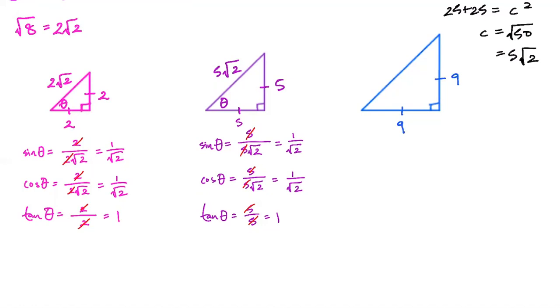Well, I could use Pythagorean theorem, or I might try and be a little sneaky and think about patterns I see. Like this number and this number is the same as the number in the front. So it's like 2, 2, 2√2. This one is like 5, 5, 5√2. So maybe we could say then this hypotenuse, of the 9, 9, it'd be 9√2.